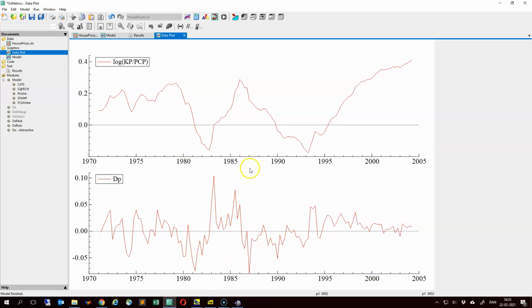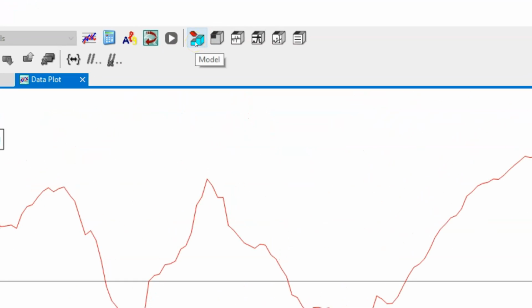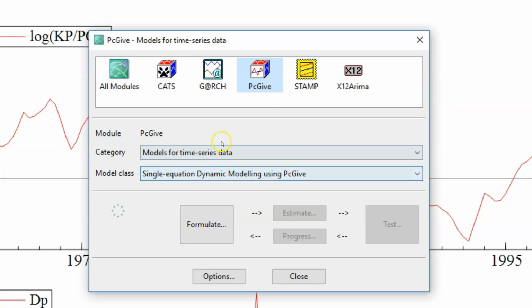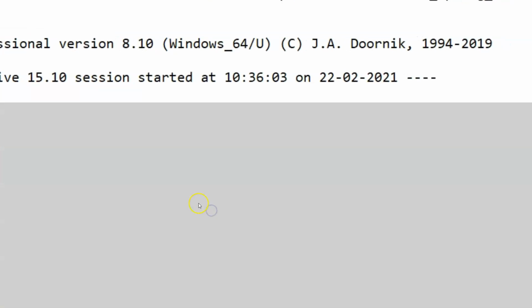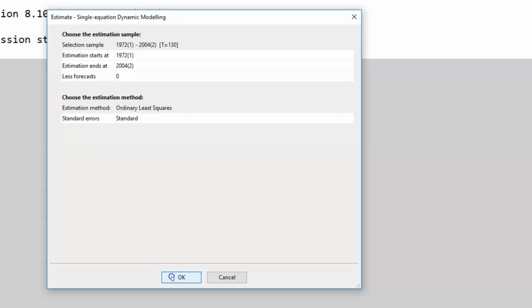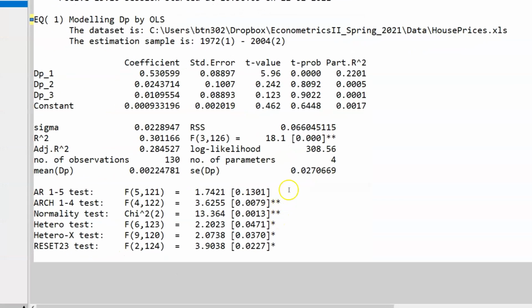We will focus on the change in the real house prices, so this DP series. Let us consider an AR3 model for this series here. Here we get the estimation output. We can see that the error term does not appear to be autocorrelated.